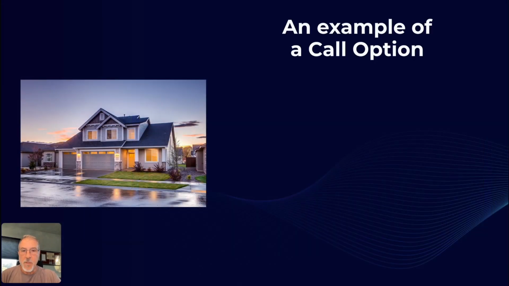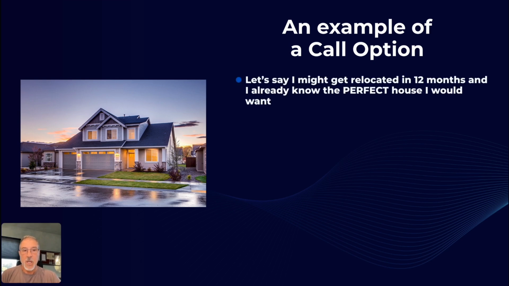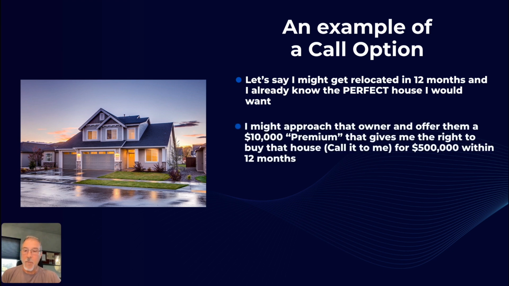One of the things I find that helps people understand a call option is to explain it in terms of a house. Let's say I might get relocated somewhere within the next 12 months, and I already know the perfect house that I want in that town. I might approach the owner of that house and offer them $10,000, which I'll call a premium, that gives me the right to buy that house, or call that house to me. I'm buying a call for $500,000 within 12 months.